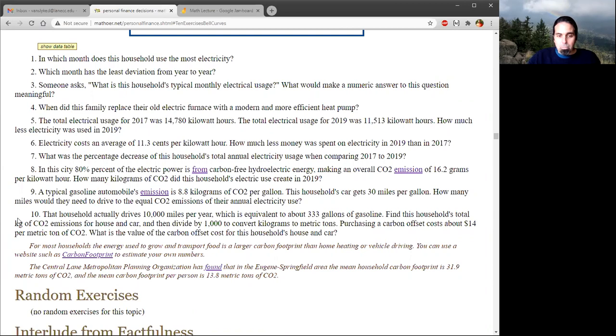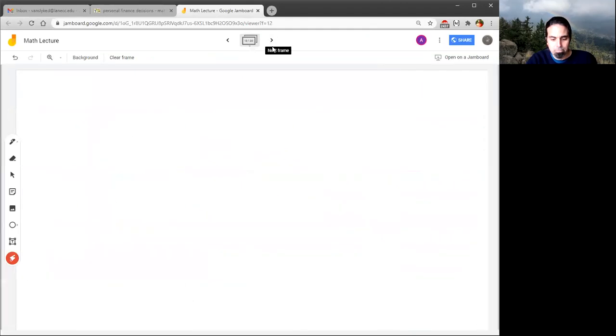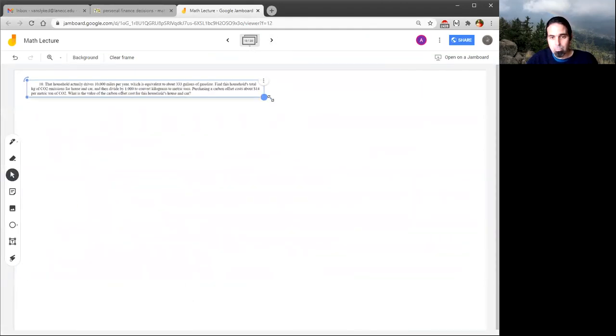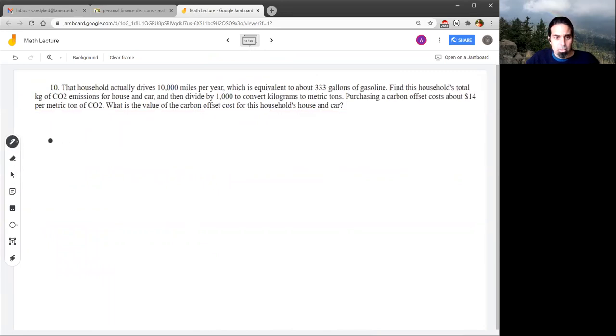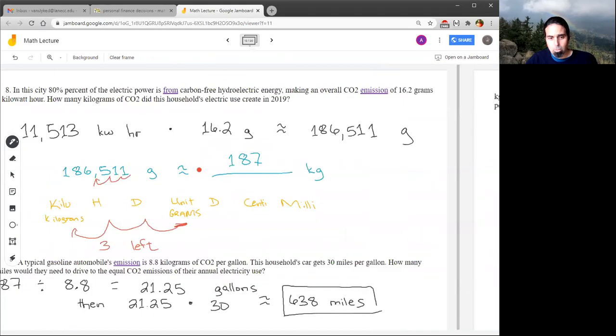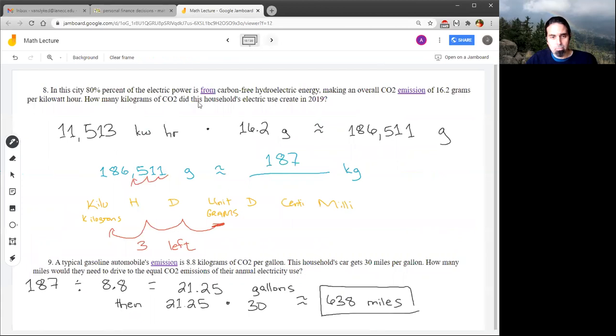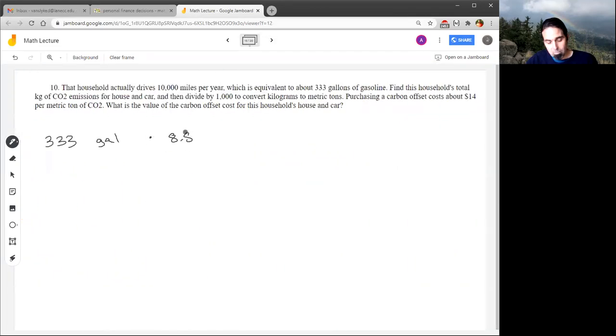And then for number 10, that household actually drives 10,000 miles a year, which is the equivalent to about 333 gallons of gasoline, and do a bunch of math. So let's start a new slide and do all this. So they had 333 gallons. We know from the previous problem, each of those gallons was 8.8. So 2,930 roughly.